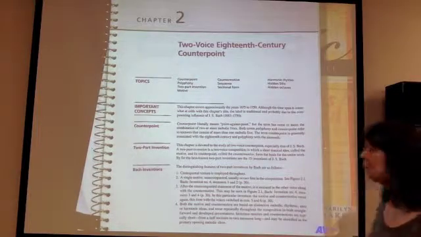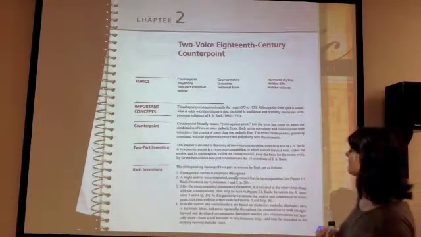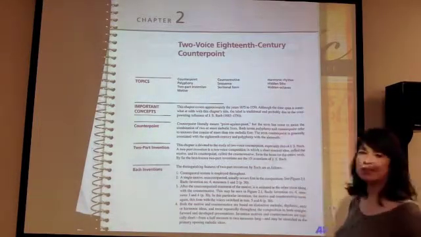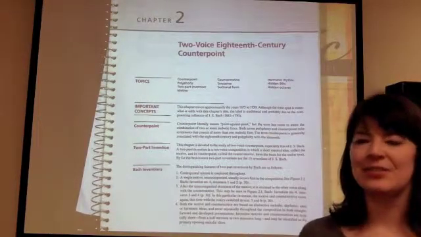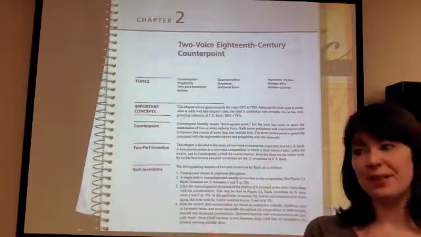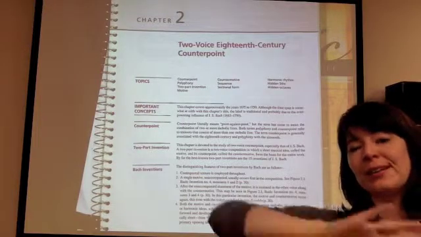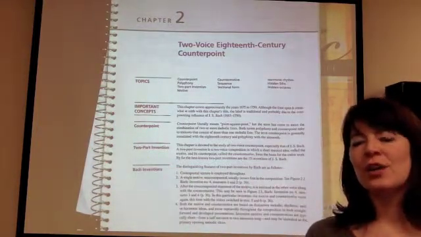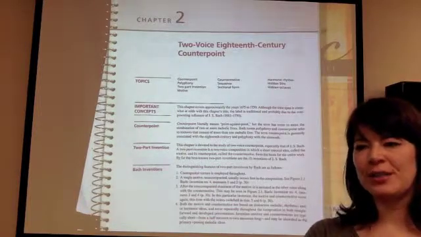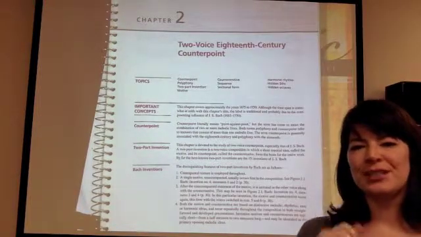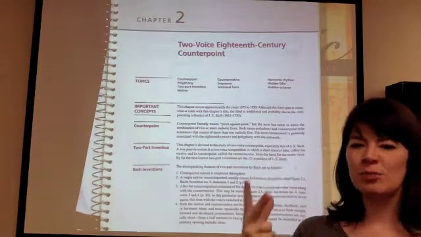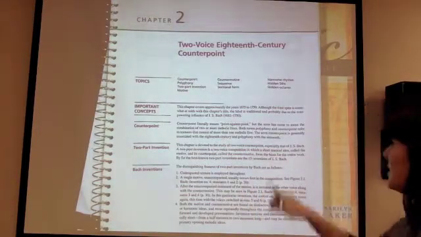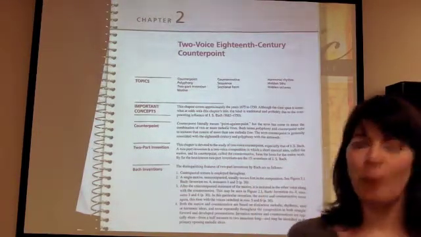So, this chapter covers the years 1675 to 1750. So this is Bach's era, basically. 10 years before Bach was born, and then up to Bach's death, and Handel's death. So this is sort of how two-voice counterpoint is, which means that there are two voices going at the same time, two melodies. So counterpoint literally means point against point, right?